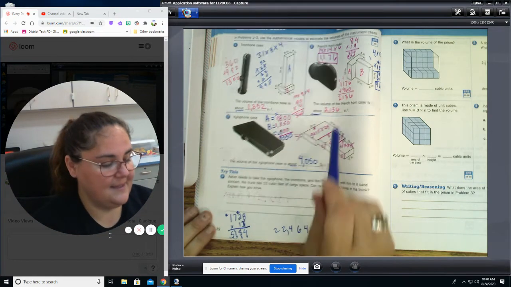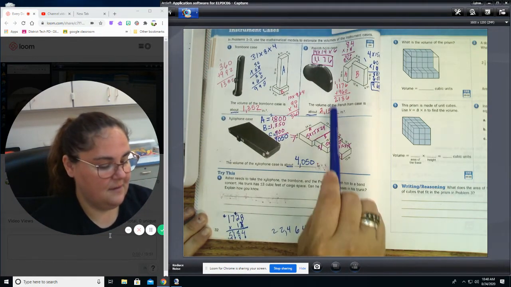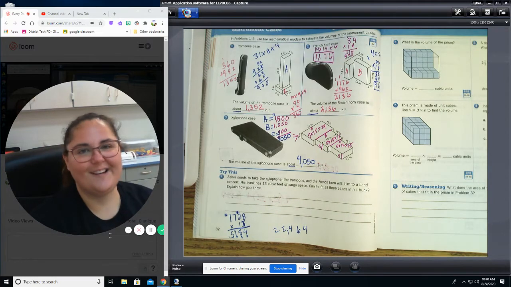So add these answers together. Will it fit in his trunk?